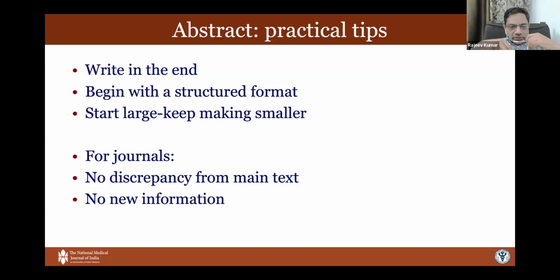Okay. So you always write the abstract in the absolute end. We talked about there being structured or unstructured formats. Always begin with the structured format, like I said. It's very easy to convert a structured format into an unstructured format. And if you've created a structured format, you can just move on and remove the headings and make it unstructured if that's what you like.